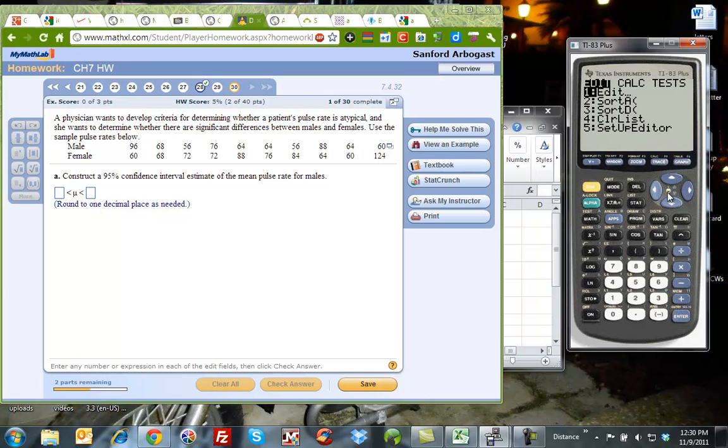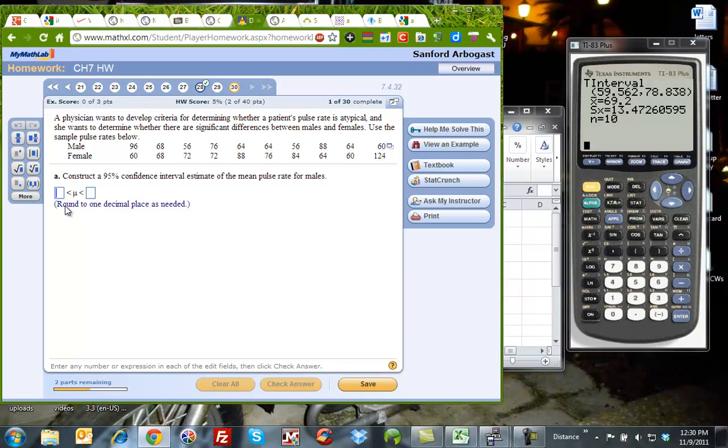Now we go back to Stat, and we're going to do Tests. And again, because we don't have a standard deviation, we'll use our t-interval. For data, we have list 1. We're doing a 95% confidence level, so calculate. Here it is for males, round to one decimal place, so 59.6 and 78.8. Good.